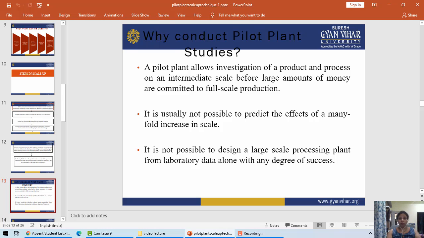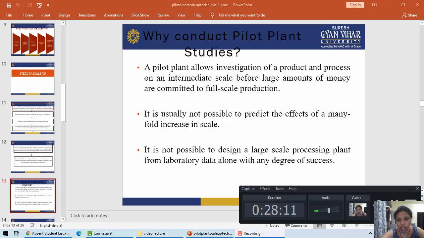Okay, a pilot plant allows the investigation of intermediate scale. It is not possible to design a large scale processing plant from the laboratory data with any degree of success. So this is again the next important point of why we do the pilot plant study.